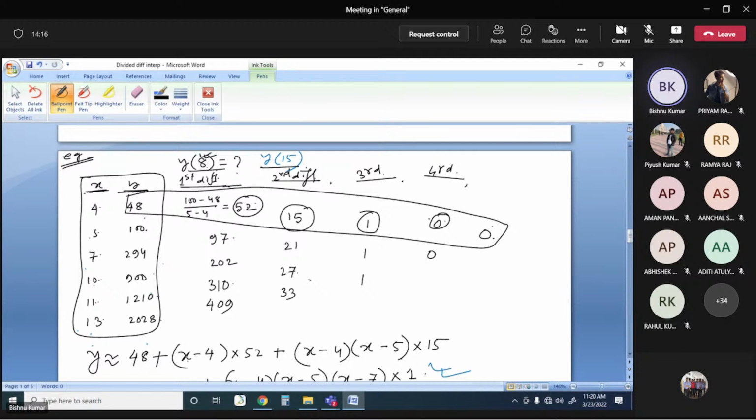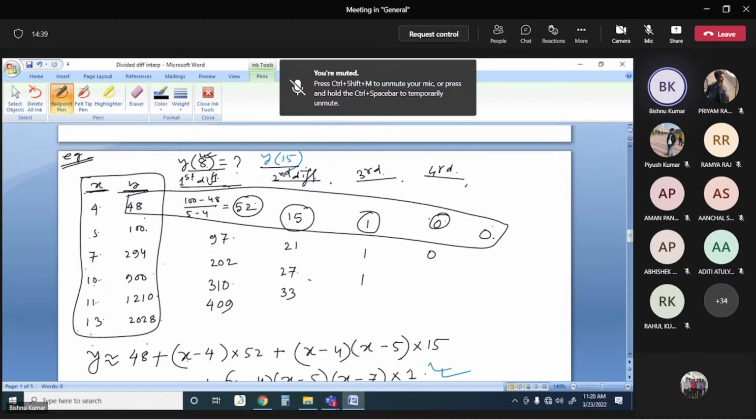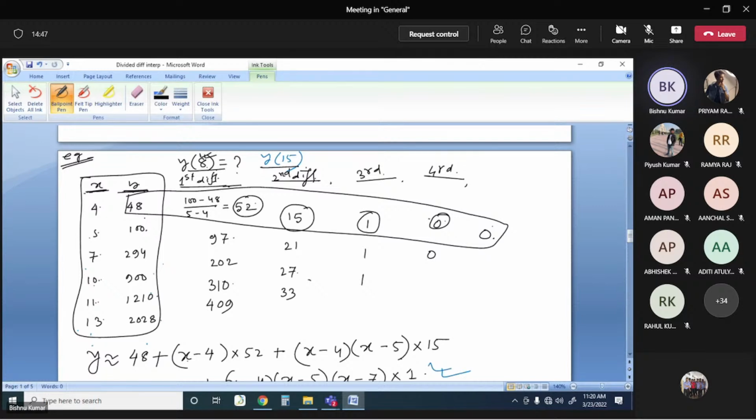I told you, suppose this is x0, this is x1, this is x2, this is x3, this is x4, and this is x5. You have to remember these underlined black values in the difference table, the upper diagonal elements. So you have to construct the difference table for the given set of discrete points.